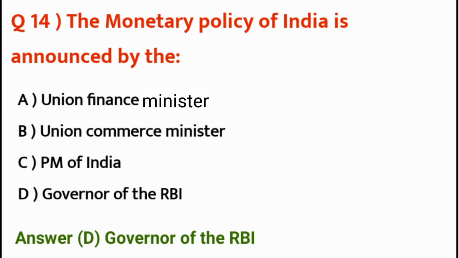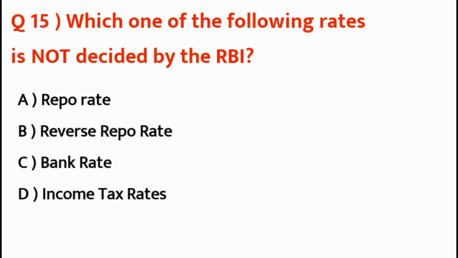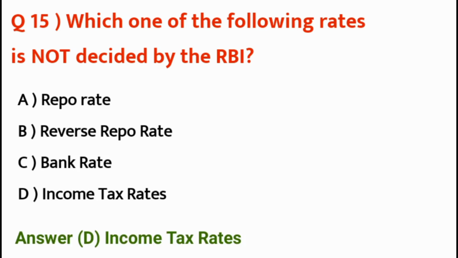Next, which one of the following rates is not decided by the RBI? Option A, repo rate, option B, reverse repo rate, option C, bank rate, option D, income tax rates. And the correct option is option D, income tax rates.